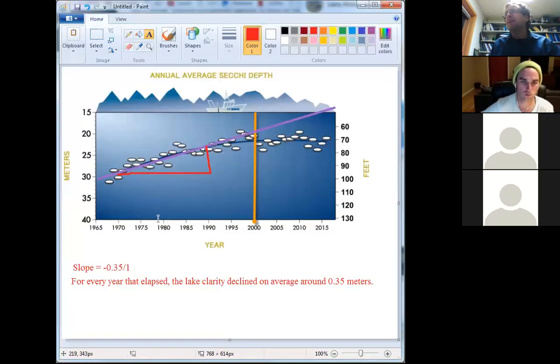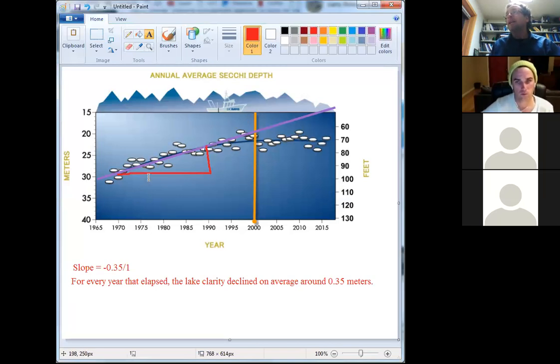So in particular, if we look at all of the data from 1965 to 2000, then we can see there's a pretty good variation in lake clarity, all the way from this top point here, which is around 18 meters, to over here, which looks like around 31 meters. Pretty big variation in lake clarity over that period.